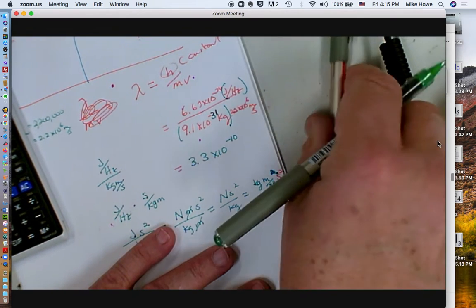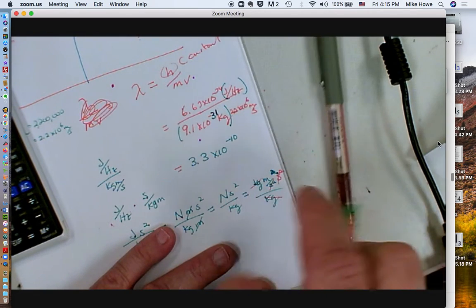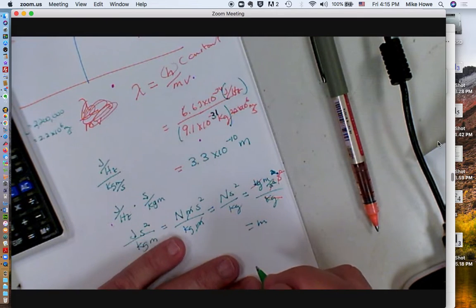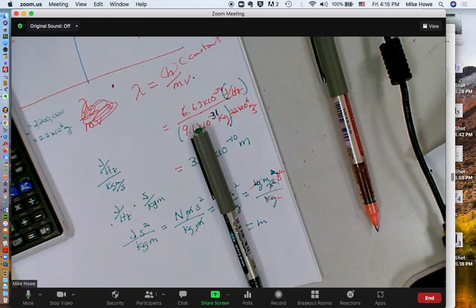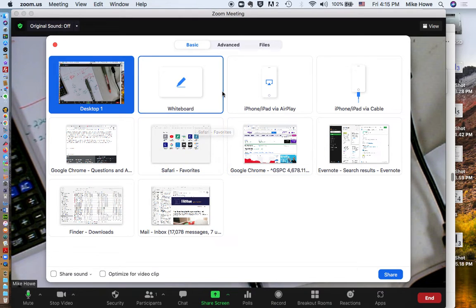But now look what happens. Second squareds cancel. Kilograms cancel, and you just end up with meters. So our proper unit here is meters. 3.3 times 10 to the negative 10th meters. So that's the wavelength of an electron in a hydrogen atom.